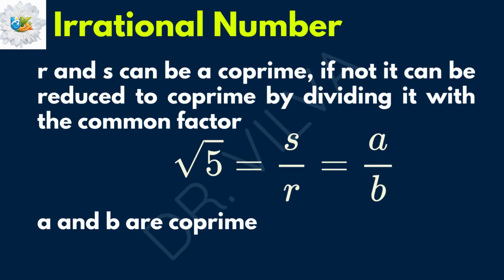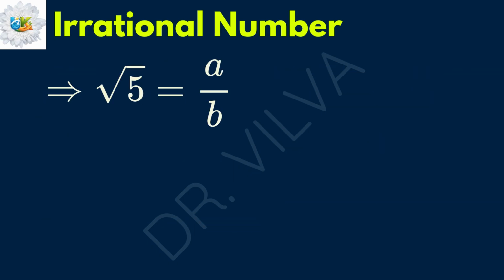Now, R and S can be coprime. If not, it can be reduced to coprime by dividing it with the common factor. If it is simplified, it is equal to A by B, which is coprime. So, finally, square root of 5 is A by B. Does this look familiar? It is the exact same situation we discussed to prove square root 2 is irrational in our previous video.